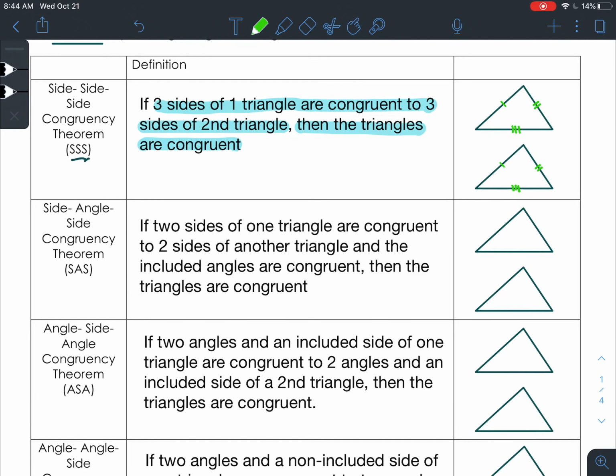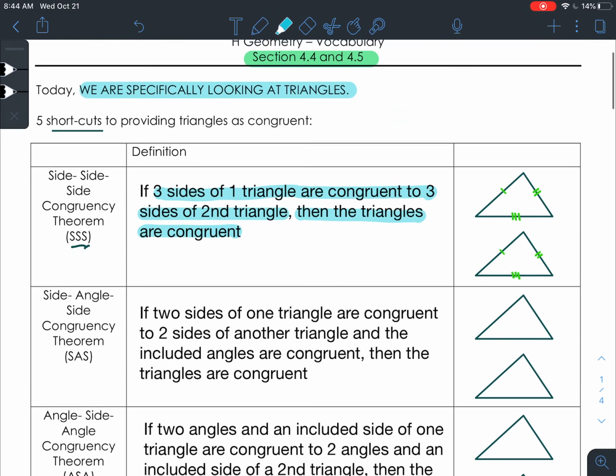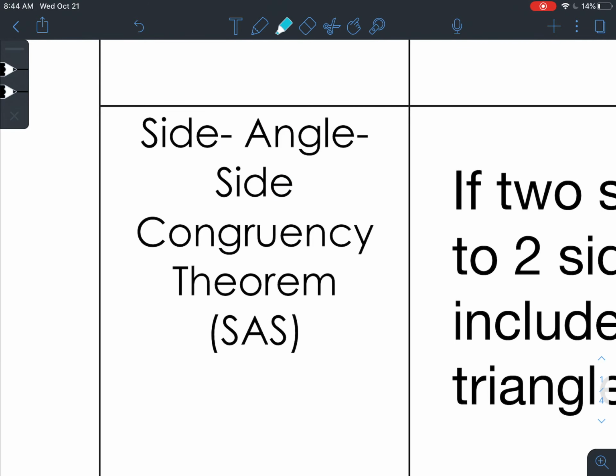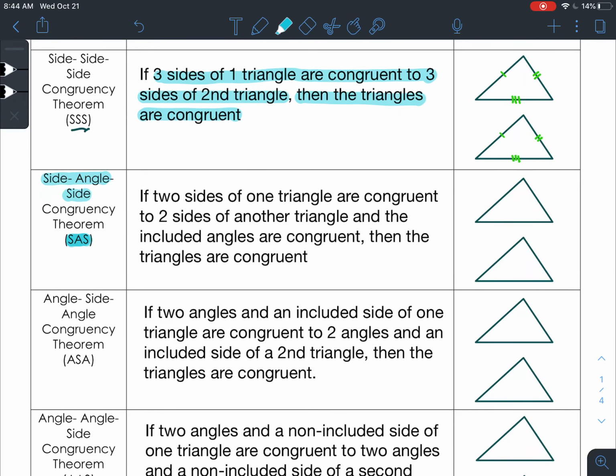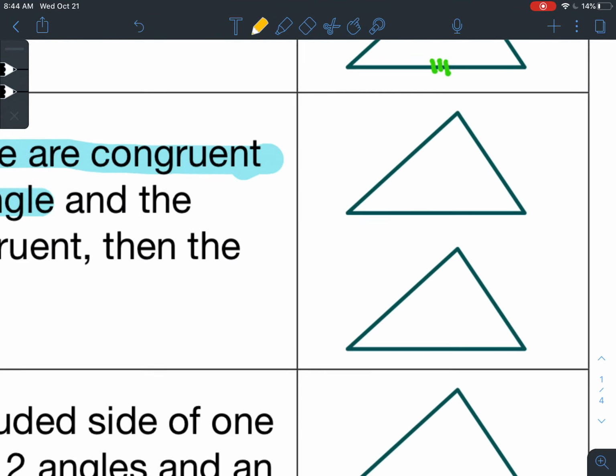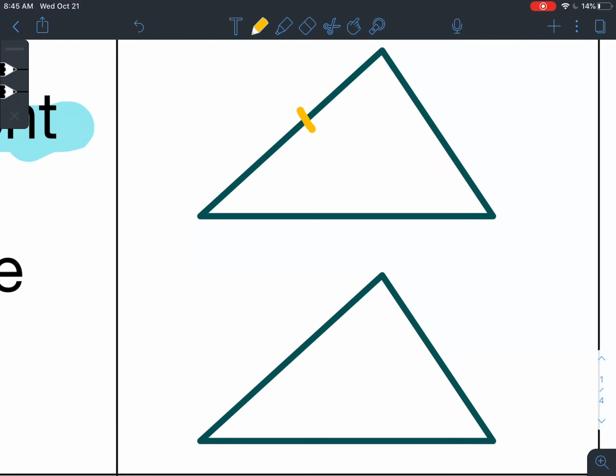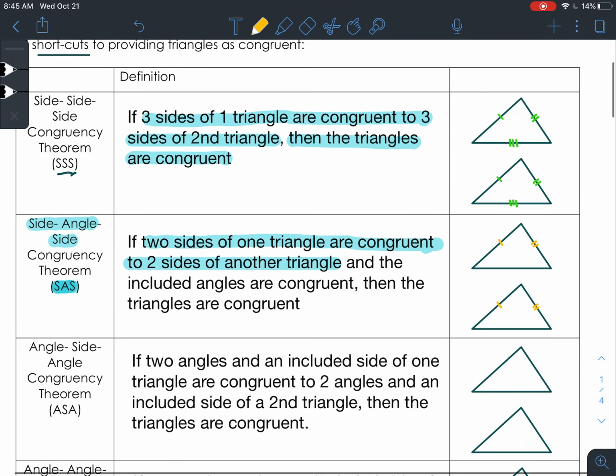Now the next one is side, angle, side. And the order in which we write it is actually significant. So it's side, angle, side. We use SAS, or a little SAS, in order to prove this triangle is congruent. This one says if 2 sides of one triangle are congruent to 2 sides of another triangle. So let's actually mark that. Let's say that this side is congruent to this side, and that shorter side is congruent to this shorter side. Okay, so that's the first part of this theorem.